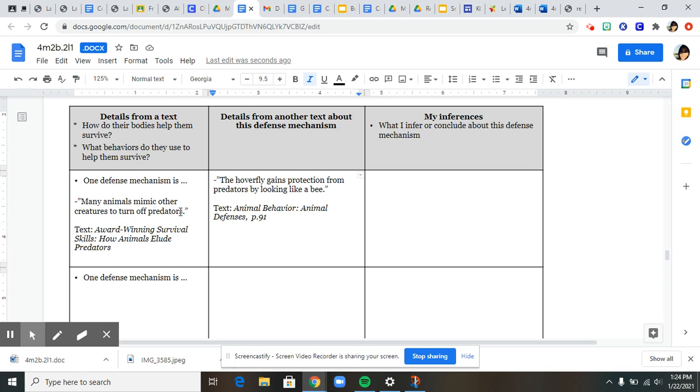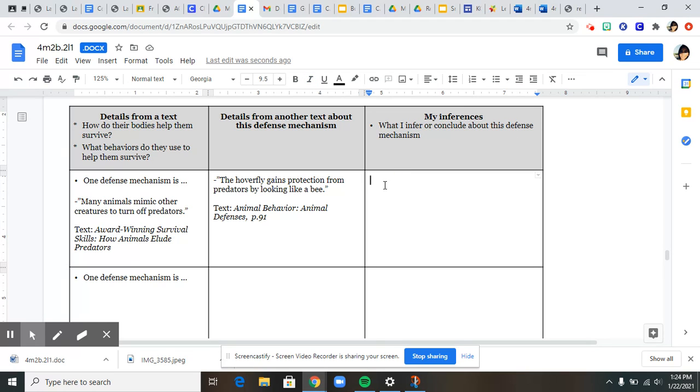Okay, so here's one animal defense mechanism. This is the same animal defense mechanism explanation, and they're from two different texts. But now I want to make an inference based off of these pieces of information. What can I infer? What can I conclude about this defense mechanism?